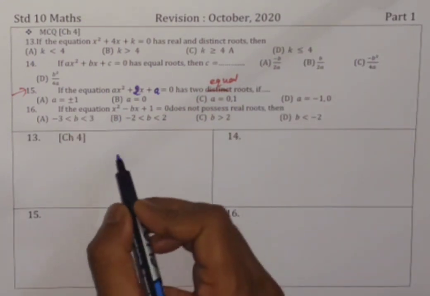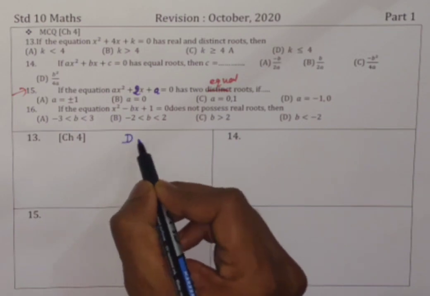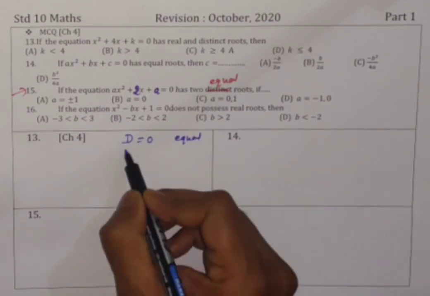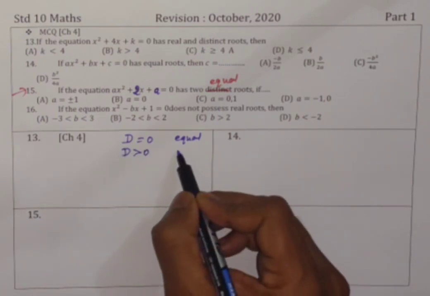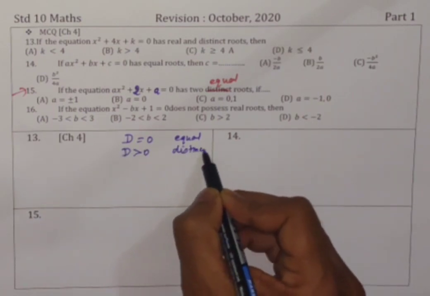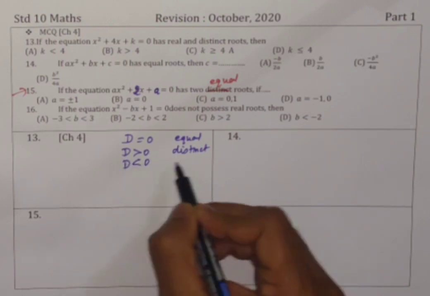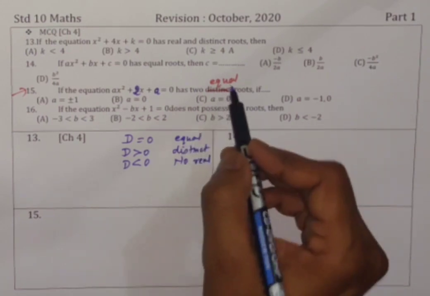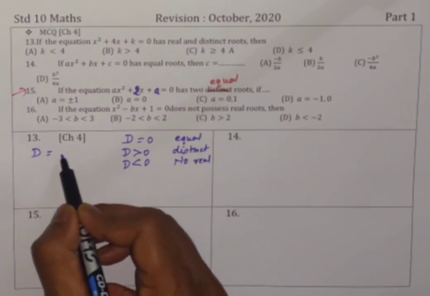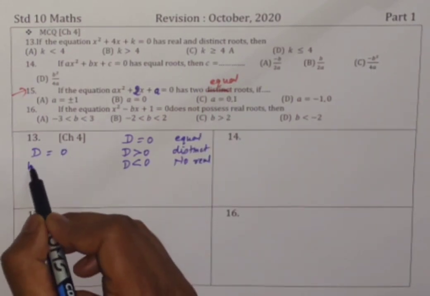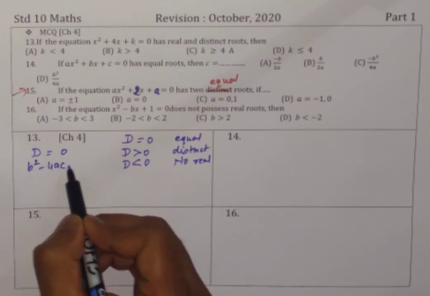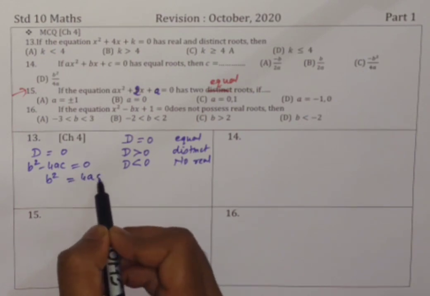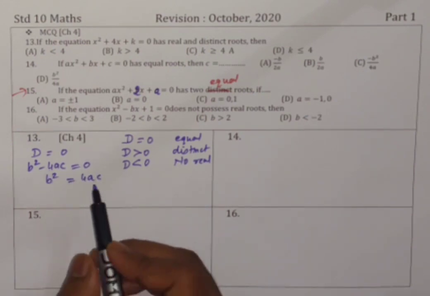Children, say it: discriminant equal to 0, yes, equal roots. Discriminant greater than 0, distinct roots. Correct? And discriminant less than 0, no real roots. Right? Okay. So here equal, so you can say discriminant D is equal to 0. What is the formula for discriminant? B square minus 4ac is equal to 0. So now you know b square is equal to 4ac. Minus 4ac is taken on the other side.